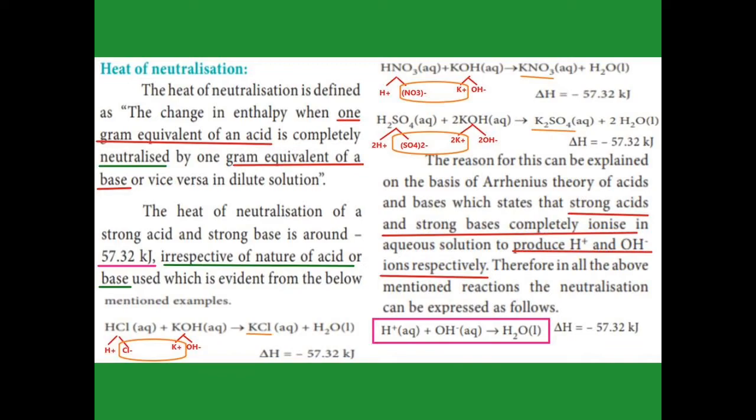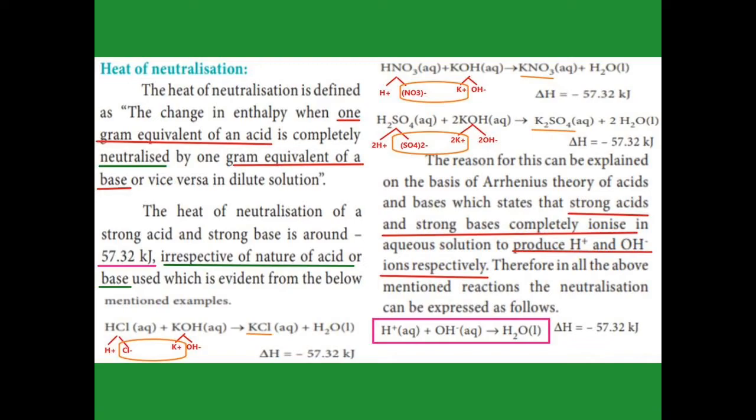The same way, when 1 gram equivalent of base is completely neutralized by 1 gram equivalent of acid, there is some change in enthalpy that is called the heat of neutralization. Here, the heat of neutralization for acid and base always gives a constant amount. What amount? Minus 57.32 kilojoule. Why we get this minus 57.32 kilojoule for acid and base neutralization, we will see in the example.